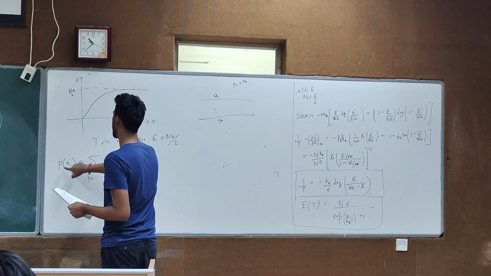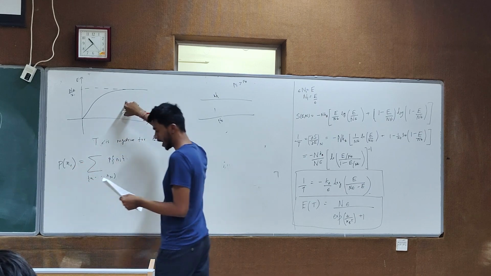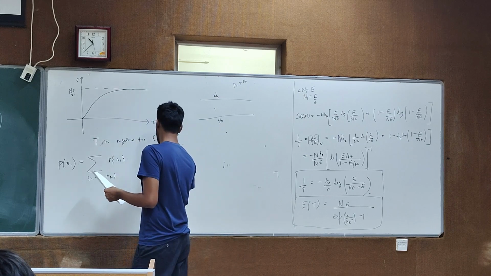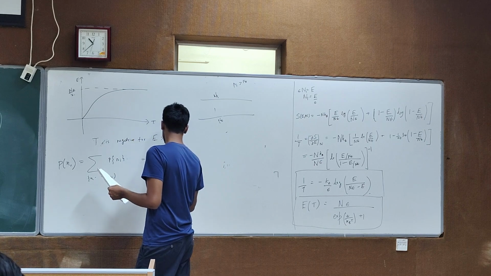So if your particle 1 is in the epsilon energy state, your total energy is basically E minus n1 epsilon.